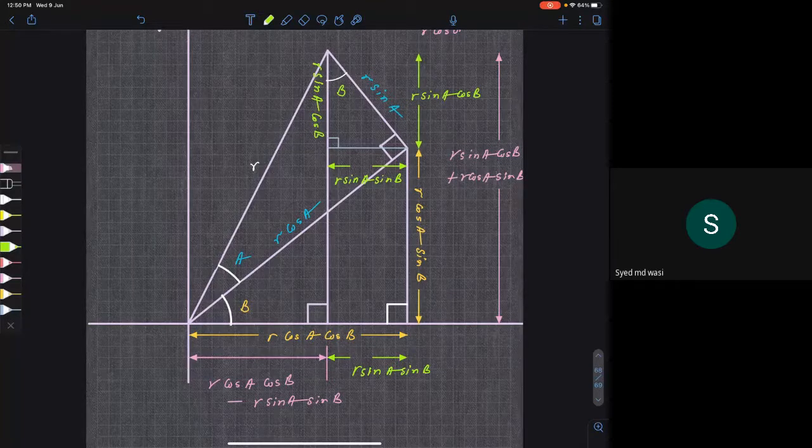And if you want this vertical side, you have to add this yellow side and green side. Clear? Yes sir. It's clear. Okay, so this full pink side is what? R sin A cos B plus R cos A sin B. Clear?